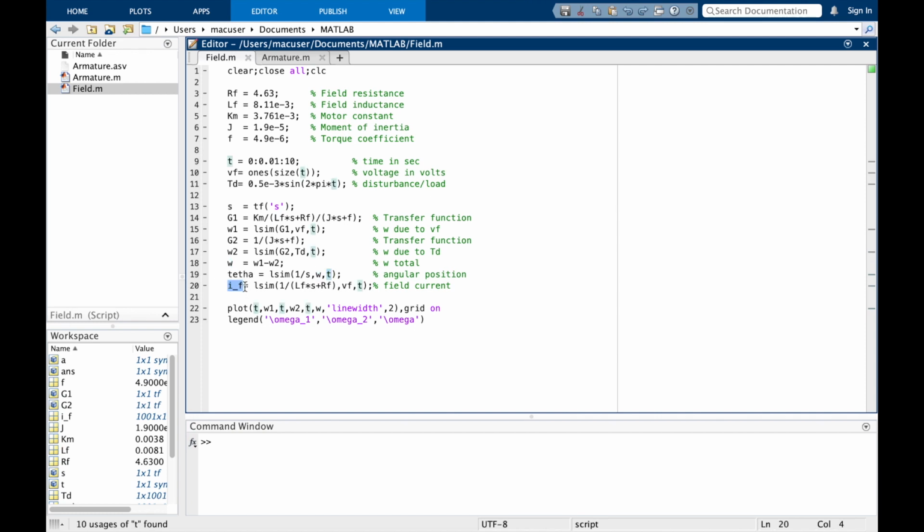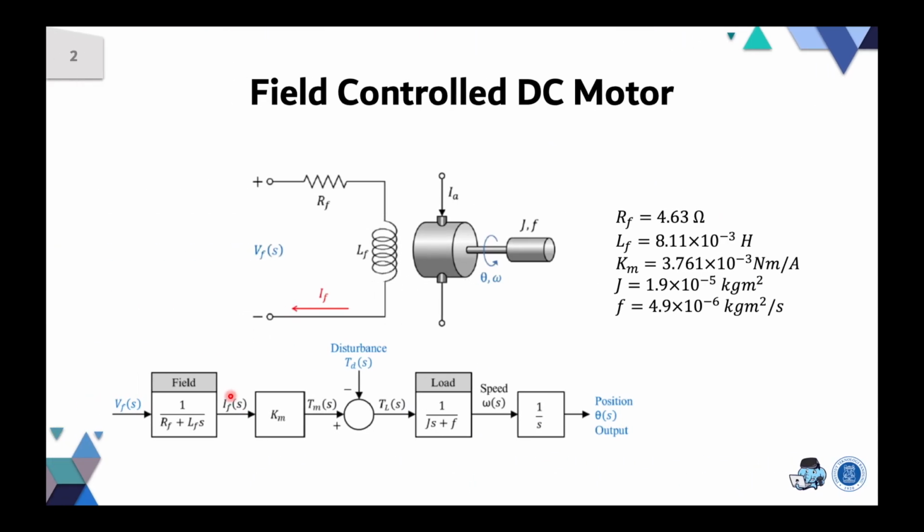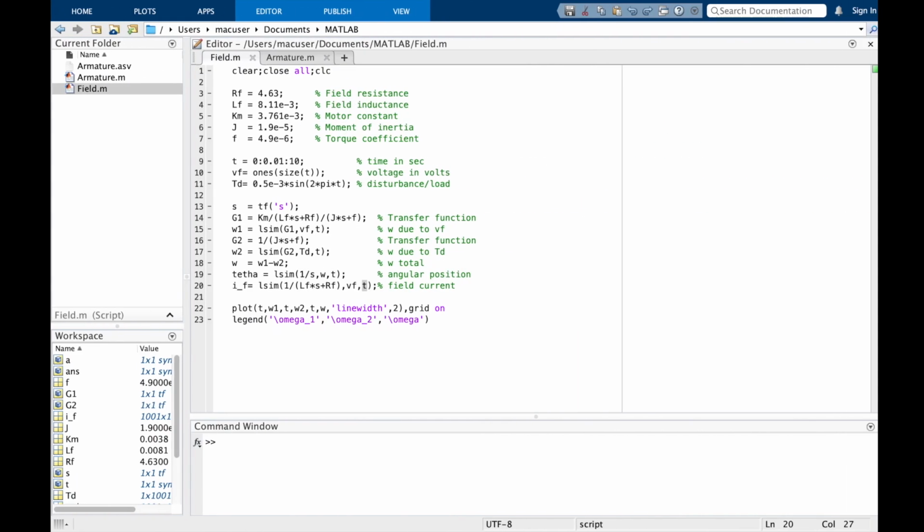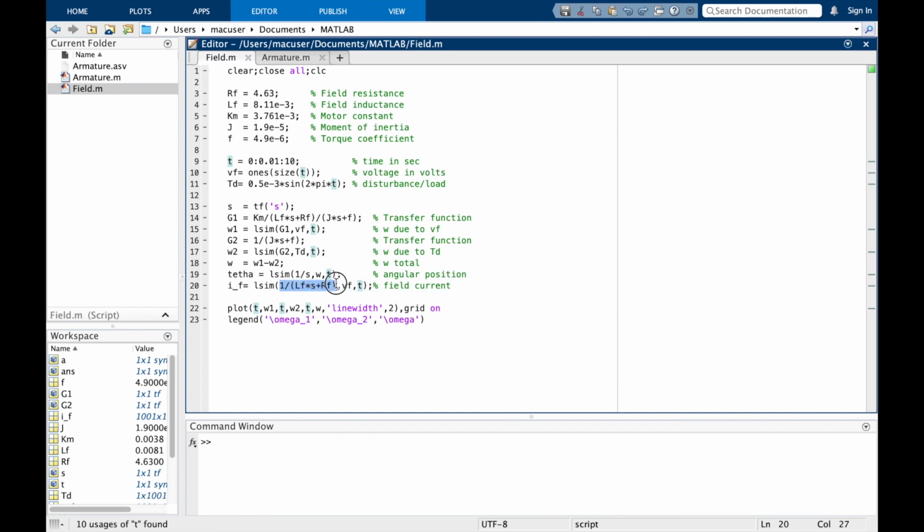If we are going to investigate how the IF appears, we can do the same thing by executing a linear simulation. The input is 1 over LFS plus RF. The input is VF, and this is a matrix of time. So the IF is the output of this transfer function, and this is the input for the transfer function. That's why I'm writing the transfer function as 1 over LFS plus RF.